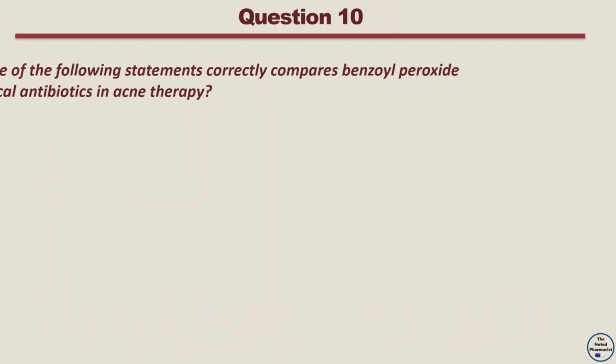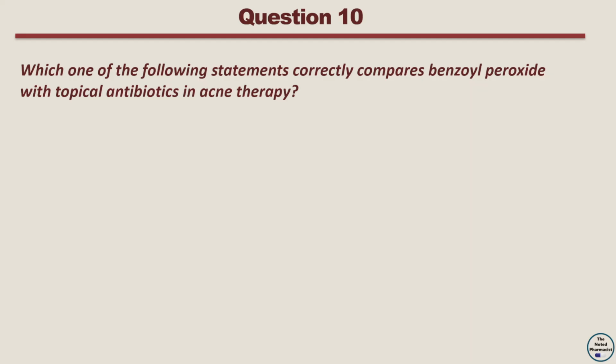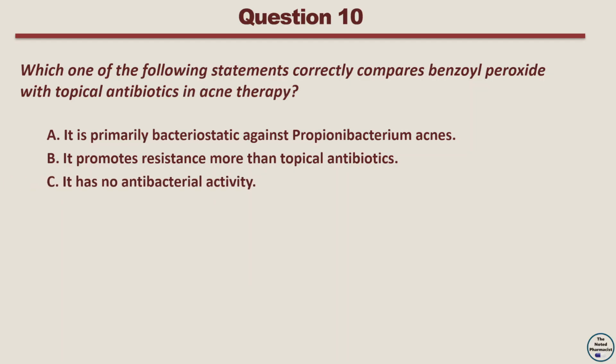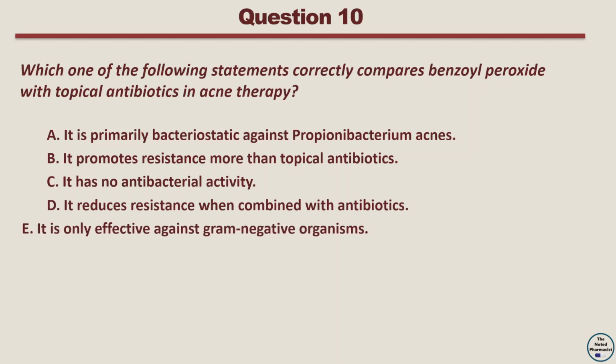Question 10. Which one of the following statements correctly compares benzoyl peroxide with topical antibiotics in acne therapy? Option A. It is primarily bacteriostatic against Propionibacterium acnes. Option B. It promotes resistance more than topical antibiotics. Option C. It has no antibacterial activity. Option D. It reduces resistance when combined with antibiotics. Option E. It is only effective against gram-negative organisms.